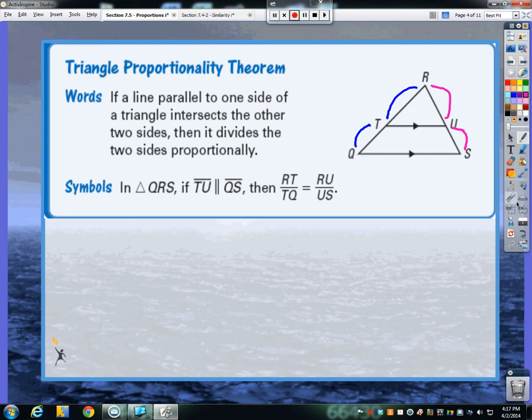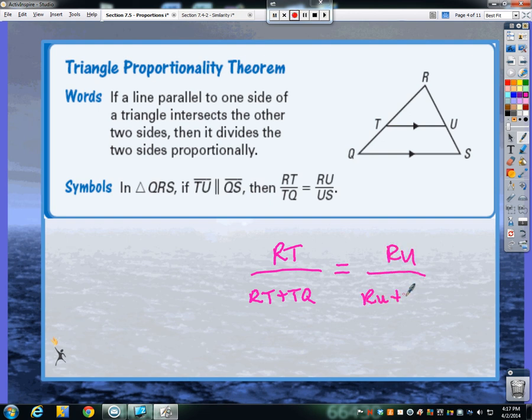Okay? We're allowed to do that. Can you still set this up like we normally would? Yeah. I mean, you can go RT over whatever RT plus TQ is and set it equal to RU over RU plus US. You can still do that. That's fine. But this is kind of going to be a shortcut for us. It's going to give us less work to really do.